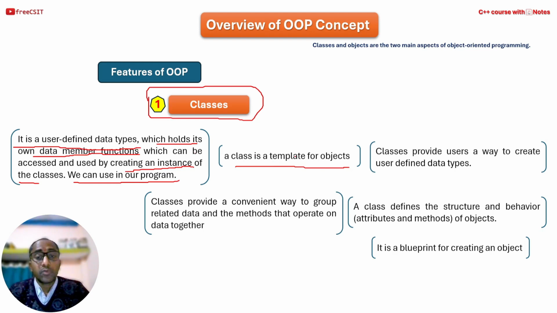So classes provide users a way to create user-defined data types. It means classes support, or provide us, a way to create user-defined data types. Classes provide a conventional way to group related data and methods that operate on the data together.